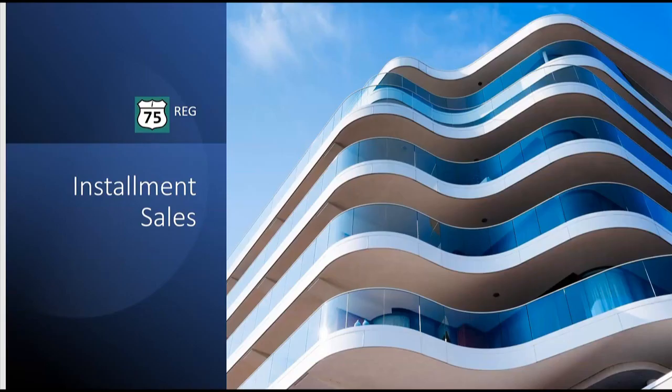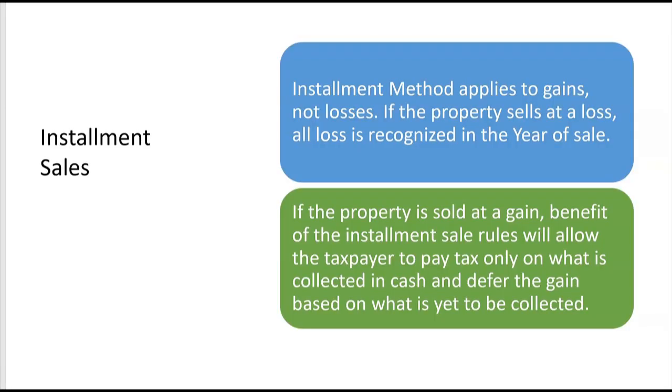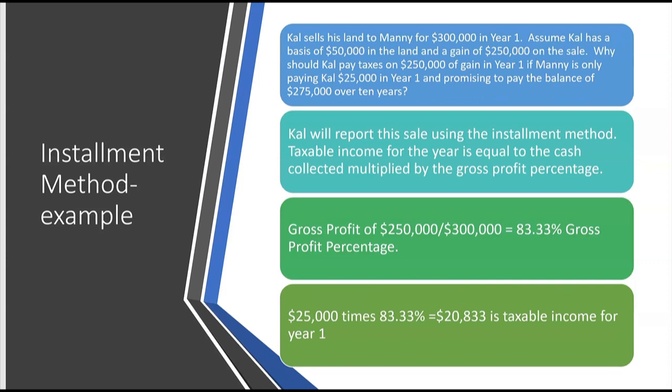All right, let's look at installment sales. When do you use the installment method? The installment method applies to sales at a gain, not losses. If the property sells at a loss, all the loss is recognized in the year of sale. But if the property sells at a gain, the benefit of the installment sale is that the taxpayer can pay tax only on what is collected in cash this year and defer the gain based on what cash is yet to be collected. So here's an example of the installment method and why installment sale rules exist.